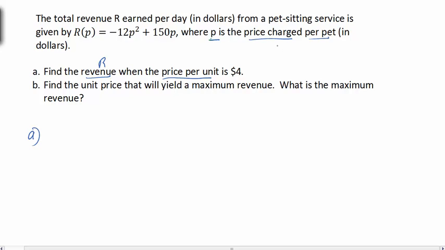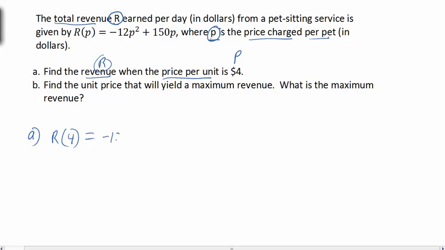Well, up here, we know that R is the total revenue and P is the price per unit. Okay, so the price per unit is 4, so that means the $4 is our P. And if we're looking for R, then all we have to do is plug this in. So for part A, we're simply looking for what is the revenue when P is equal to 4. So we're simply going to plug $4 in for P.